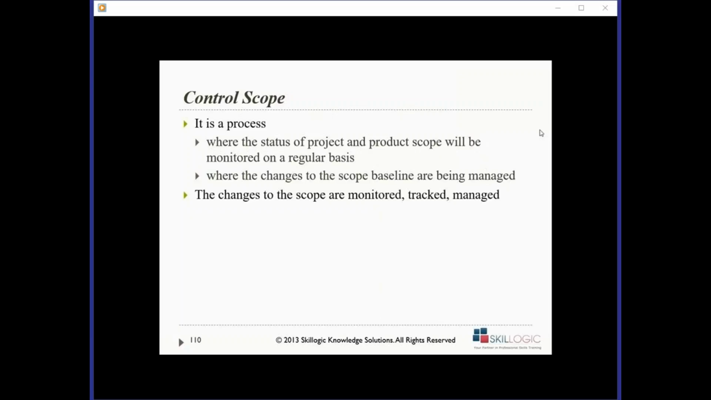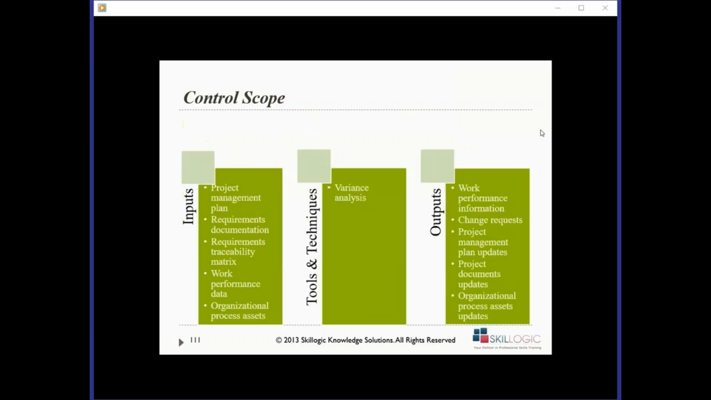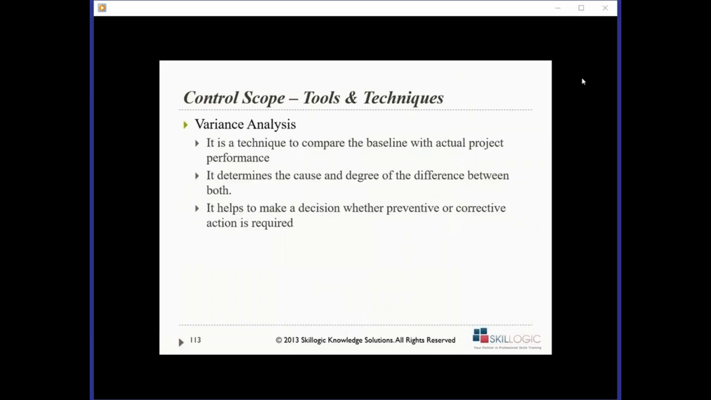To monitor if we are on track or not, what do we do? We do the variance analysis, right? How much are we varying? Are we on track? Are we varying too much from what we were supposed to develop, or are we not varying? So that becomes variance analysis. So what is variance analysis? Let's spend a few minutes on it. It is a technique to compare the baseline with the actual project performance. It determines the cause and degree of the difference between both, and it helps make a decision whether preventive or corrective action is supposed to be taken or not, right? So that is my variance analysis.